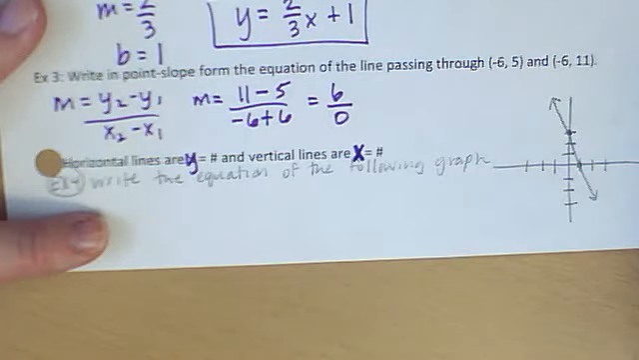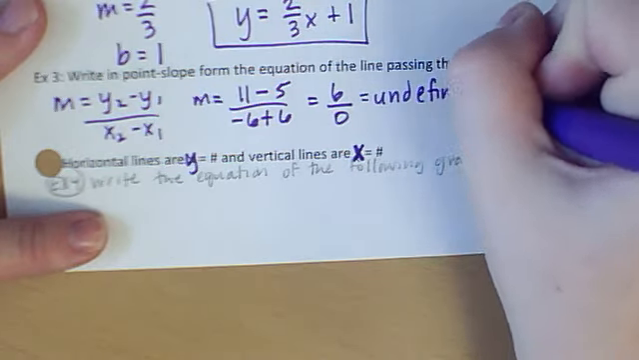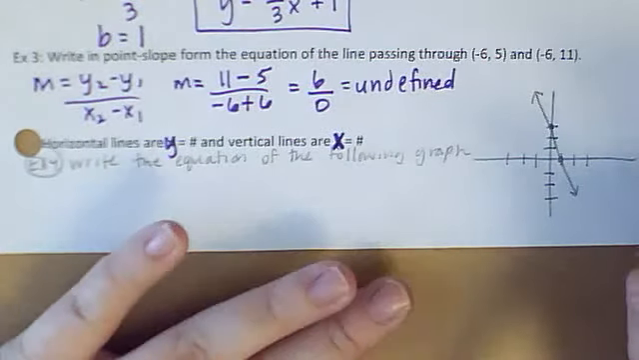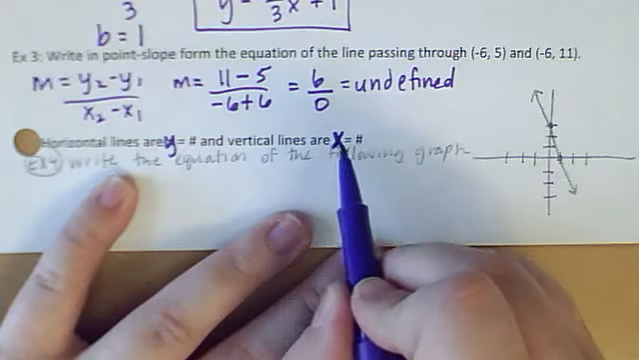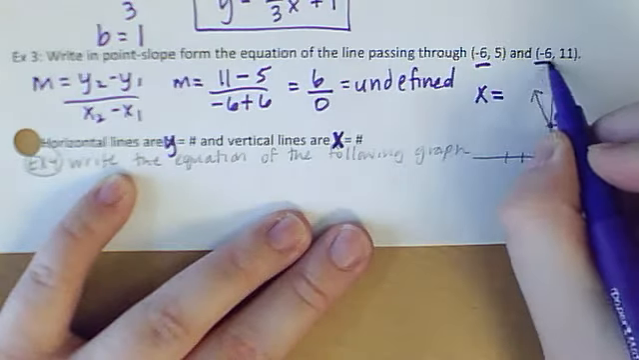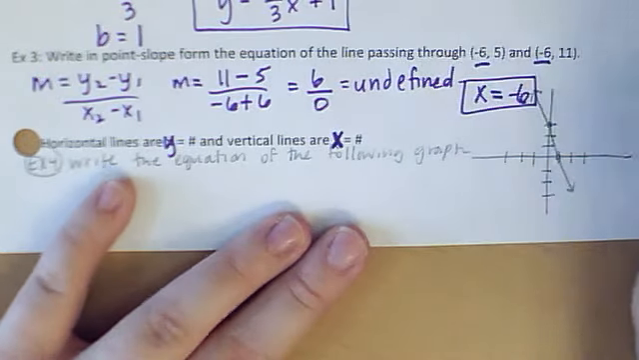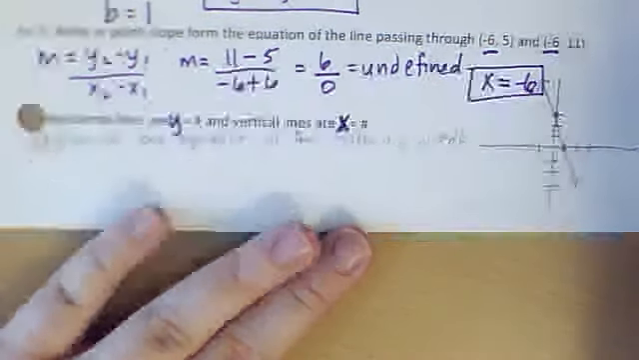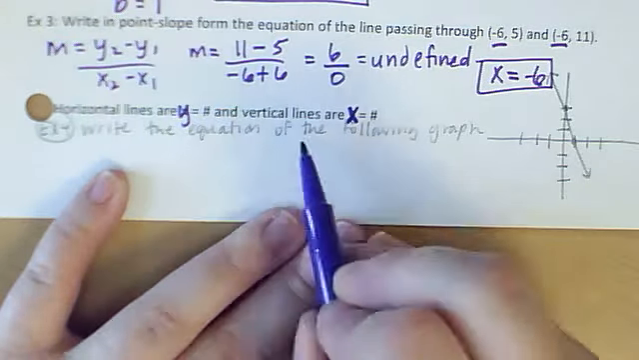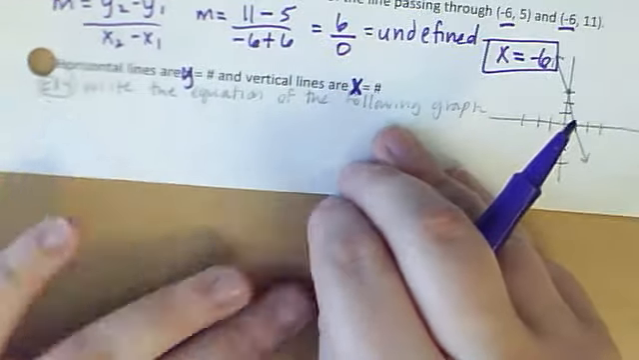Well, anytime you divide by 0, that's undefined. From yesterday's notes, when we had an undefined slope, the graph was always x equals, because it's a vertical line. So I'm going to have x equals some number. If I look, my x value is the same in both of those points. So x equals -6 would be my equation. Again, here's a reminder: horizontal lines are y equals some number and vertical lines are x equals some number. It just depends on what the numbers are that they give you.